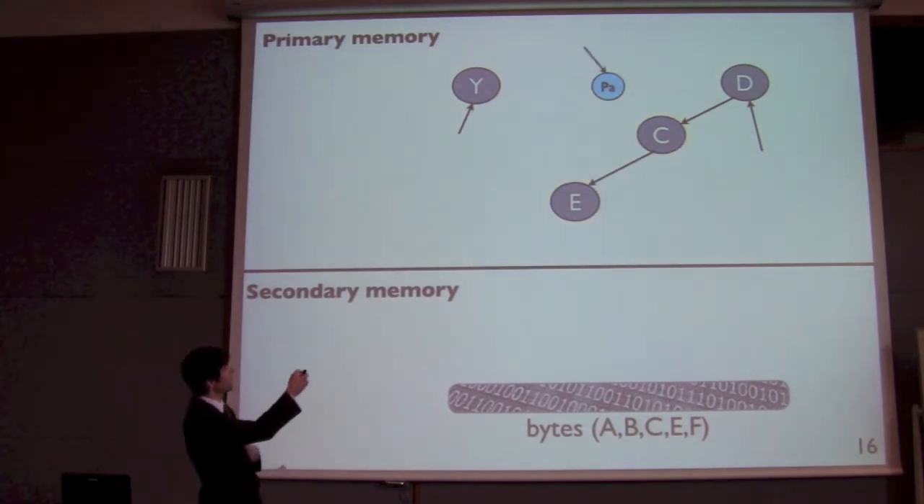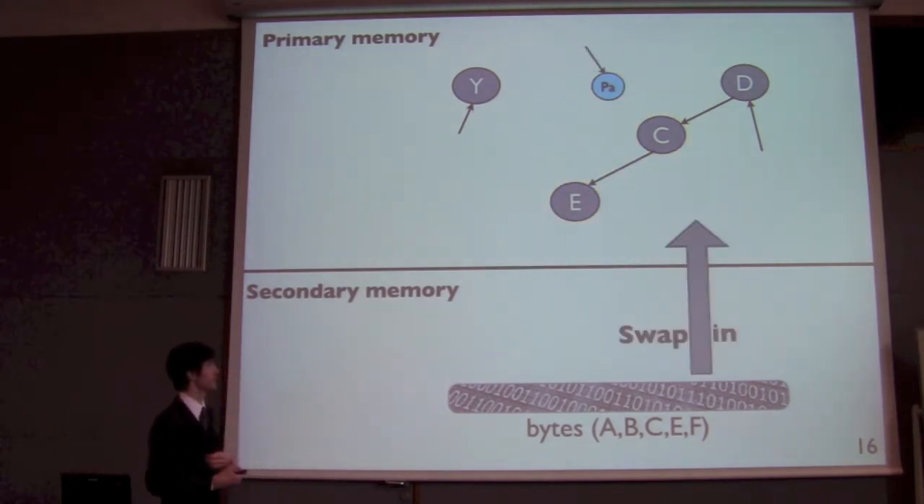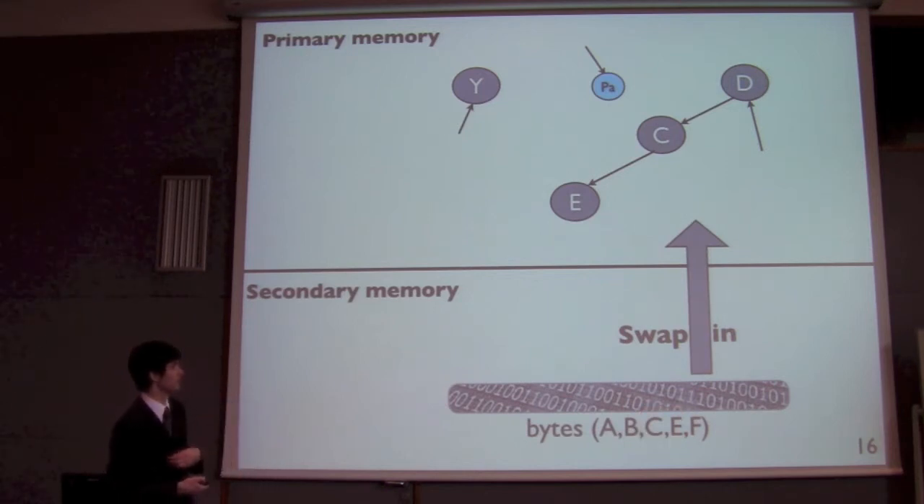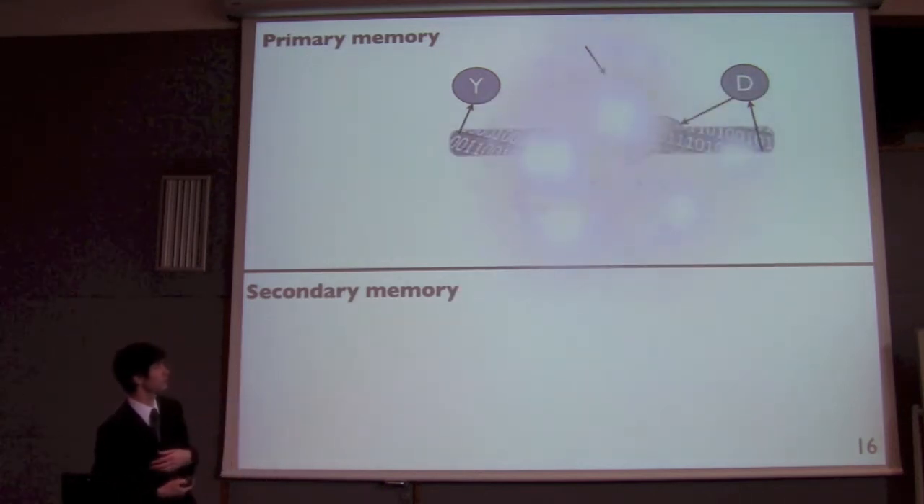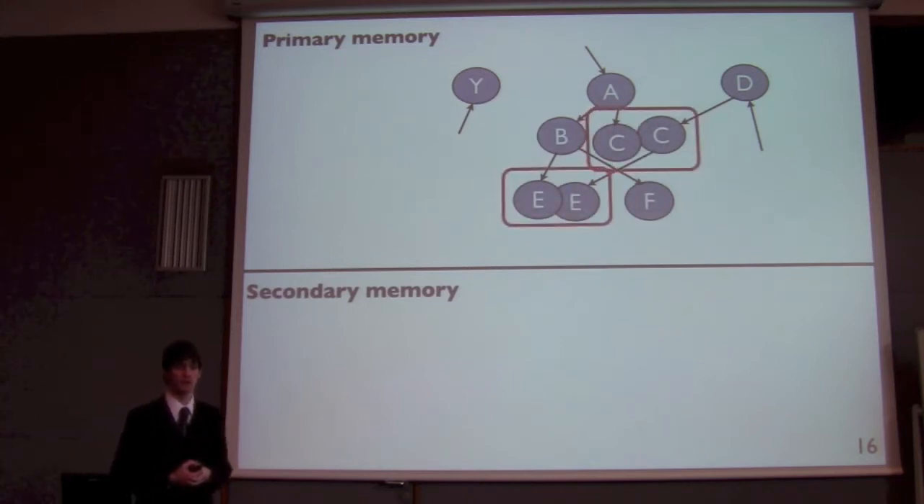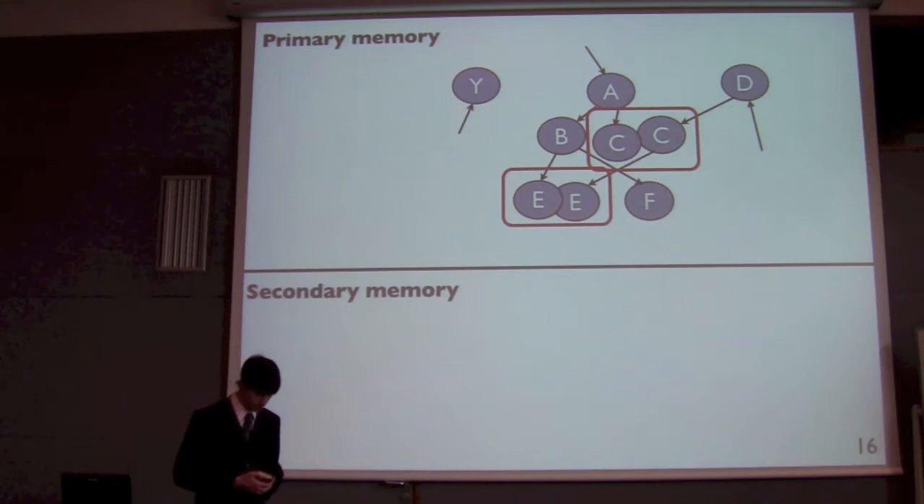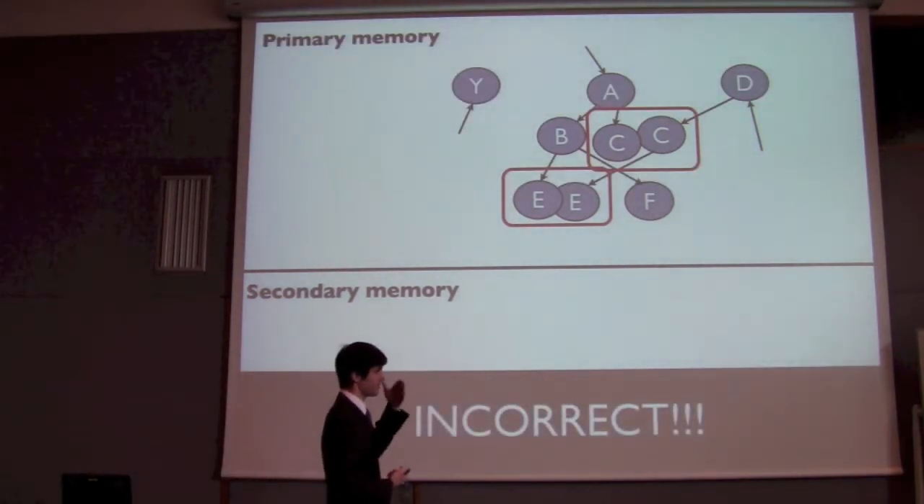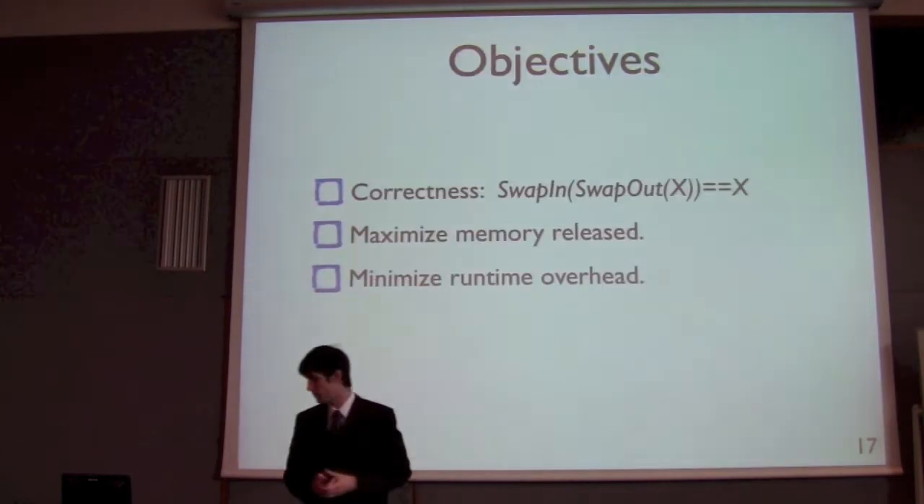But the thing is that if now PA receives a message and we trigger the swap in, when I serialize the object graph, C and E were present in the graph. So if I now just do the normal procedure like we did before, we will get this. And of course this is not correct. So this is something that we need to solve.